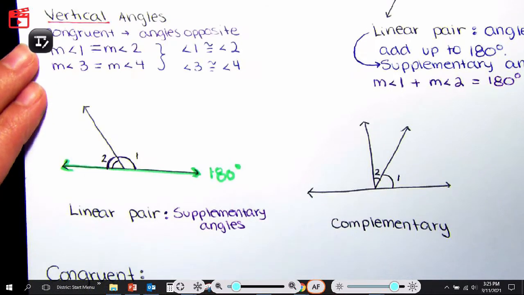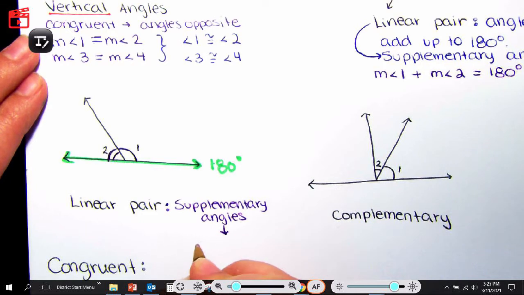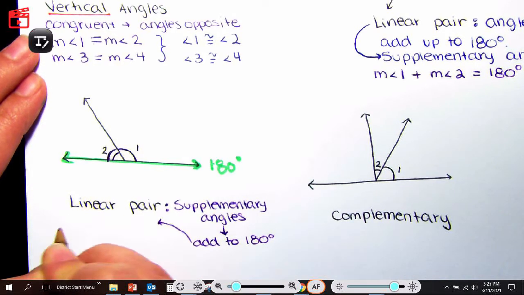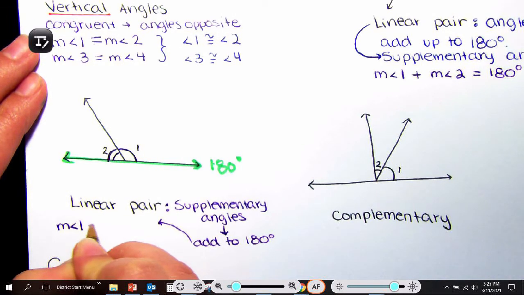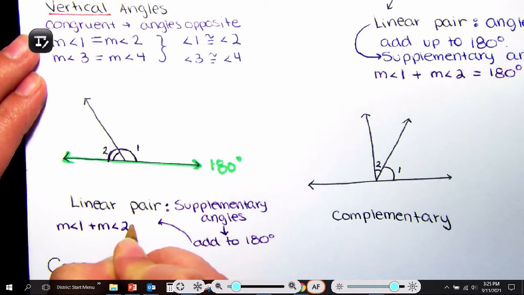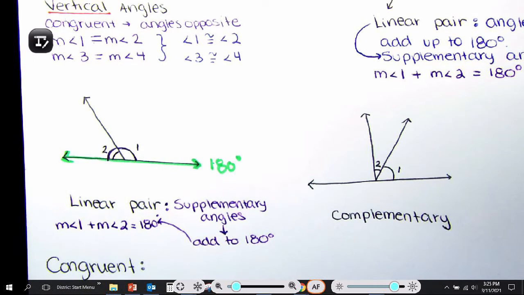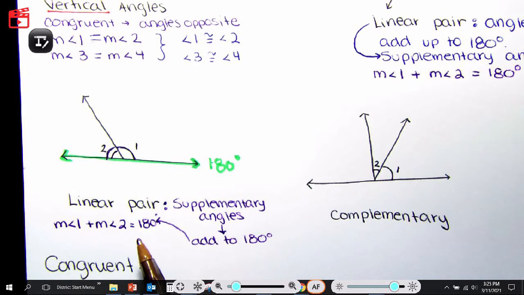What does that mean? That means that the angles add to 180 degrees. So what does that mean? That means that the measurement of angle 1 plus the measurement of angle 2 is equal to 180 degrees. What do we have? A linear pair. What does that mean? Supplementary angles. What does that mean? That means we add up to 180 degrees. And what does that mean? That means angle 1 plus angle 2 is equal to 180.